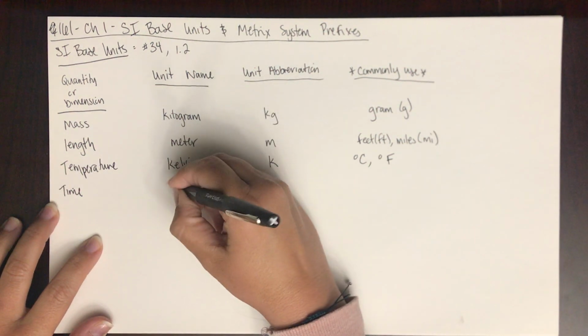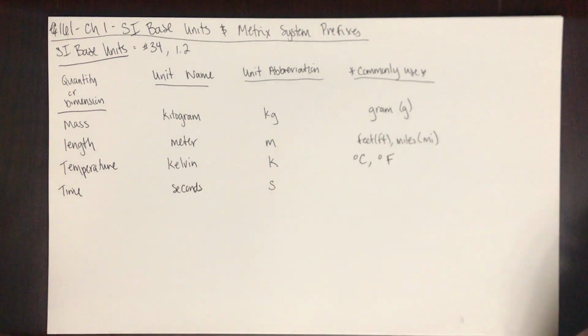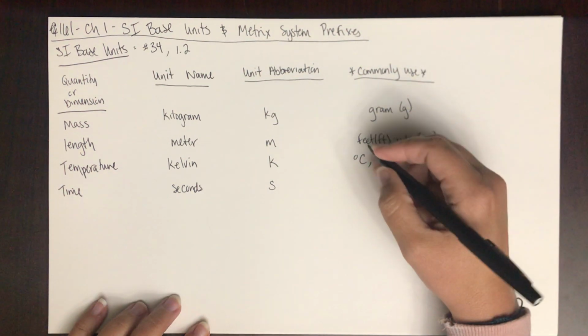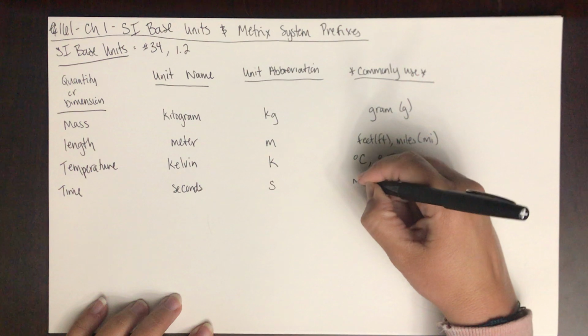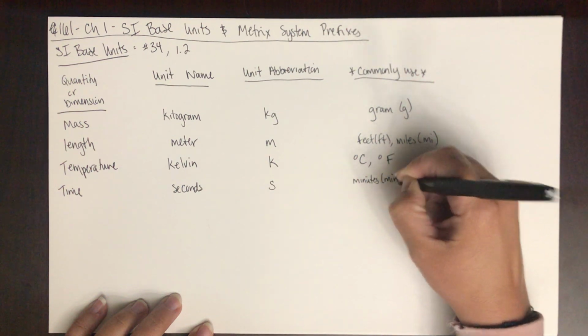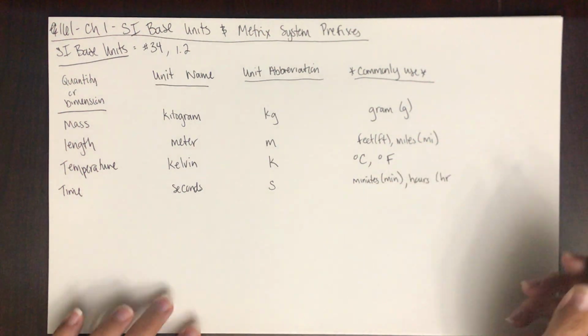The unit name is seconds. And the abbreviation is s. We probably won't be dealing a lot with time this quarter, but if we were, we might also use minutes, which is min, or hours, which is hr.